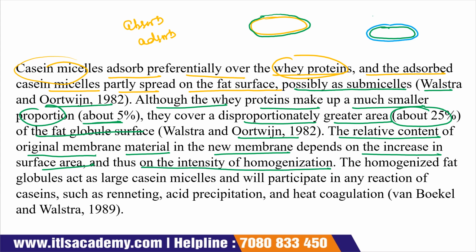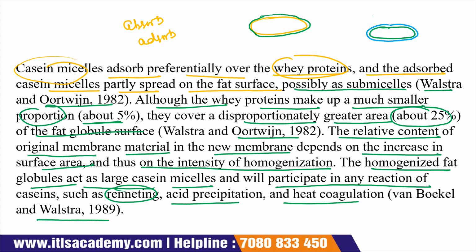Okay, now the next point is that the homogenized fat globule also acts as a large casein micelle, and it will participate in any reaction of the casein, that is rennetting, acid precipitation and heat coagulation, and it is taken from Van Boekel and Walstra 1989. Now the next one.